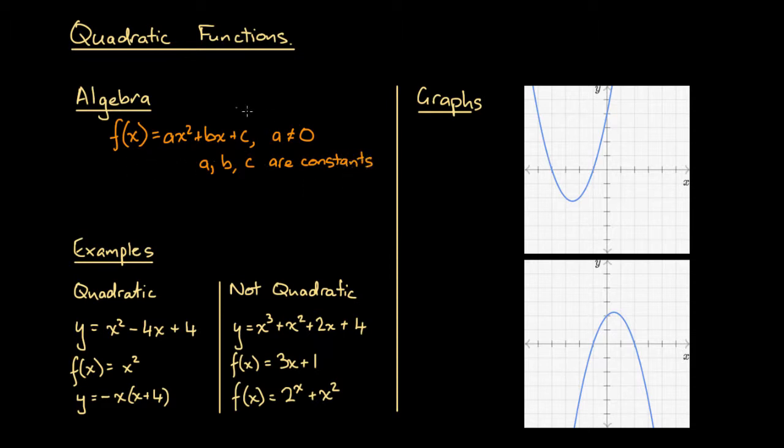Okay, so if you ever encounter a function where you have f of x equals a constant times x squared, plus or minus a constant b multiplied by x, plus or minus another constant, so long as a is not equal to 0, then we do have a quadratic function, and we can say with confidence that we're looking at a quadratic function.